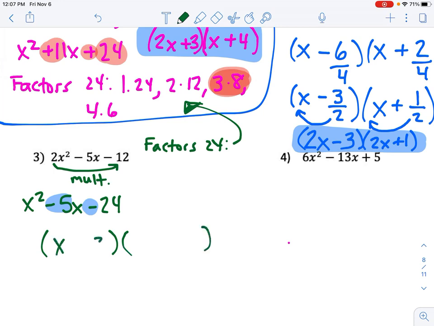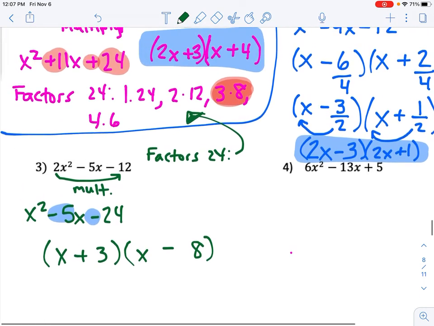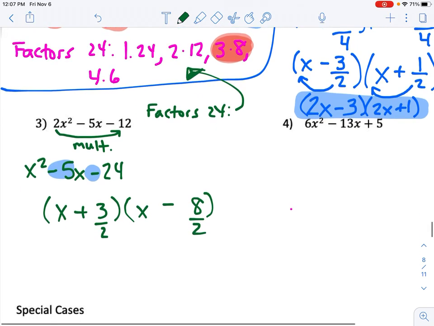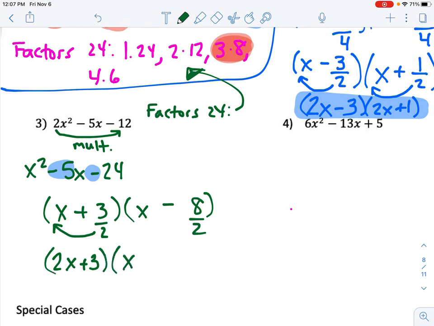So we will actually use that same set of factors, but different signs. So x and 3 and x and 8, but we need to look at our signs. Because we're subtracting, one must be positive and one must be negative, and because we are going to negative 5, the 8 must be negative, the 3 must be positive. Then remember to slide the 2 back under, reduce if you can, and if you can't, slip the 2 back up, and we end up getting 2x plus 3 times the quantity x minus 4. That one was pretty quick.